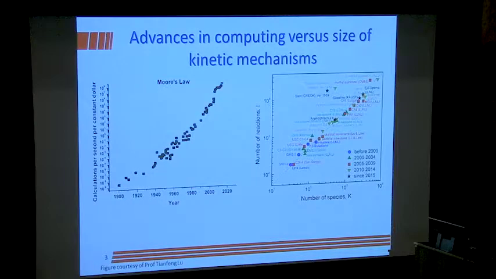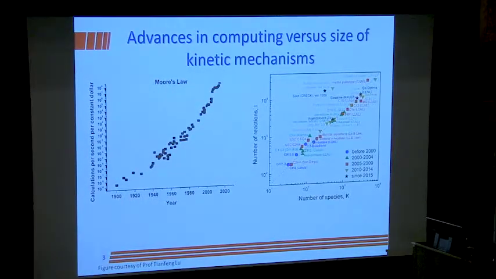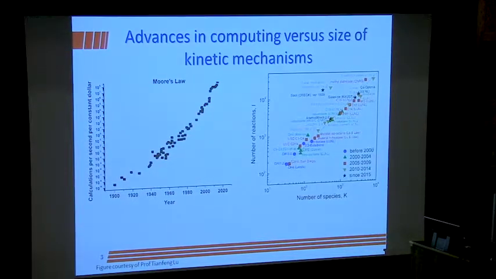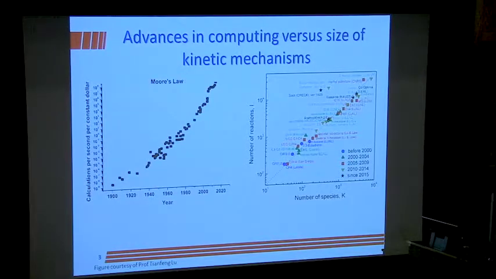And you can see here, clustered in this lower corner, the smaller reaction mechanisms, those that existed up to before 2000. And then after 2000 up to more modern day, you can see that they've been growing in size. And why is that? It's because of computing power, essentially.